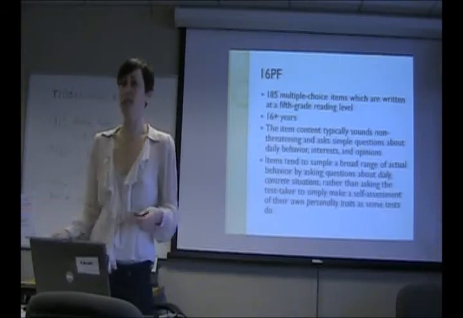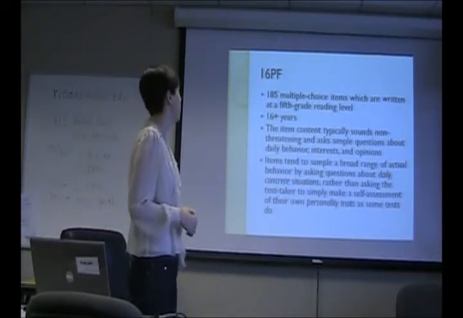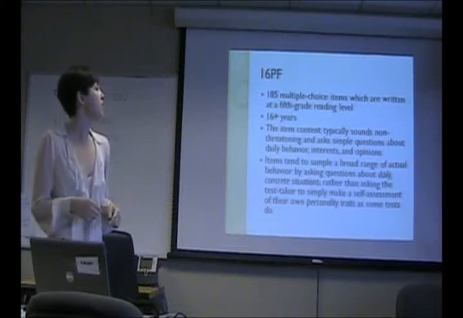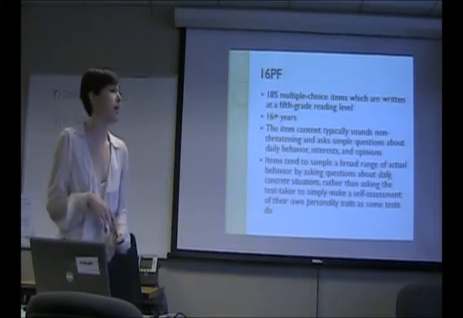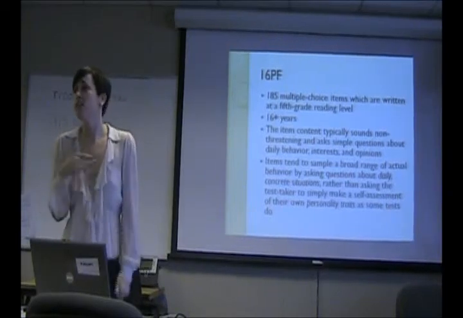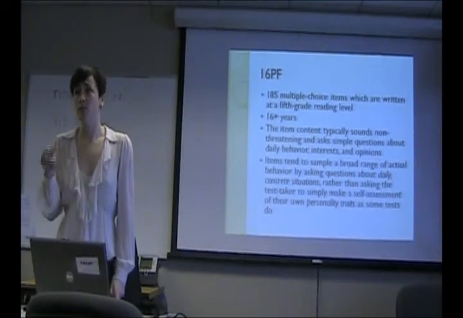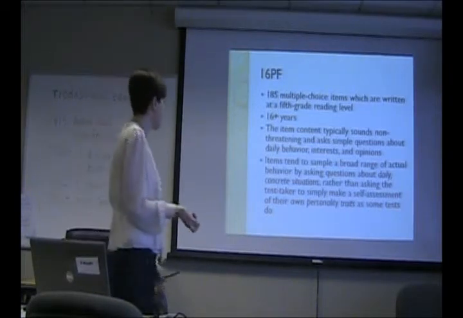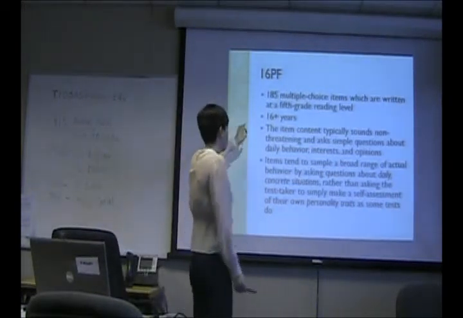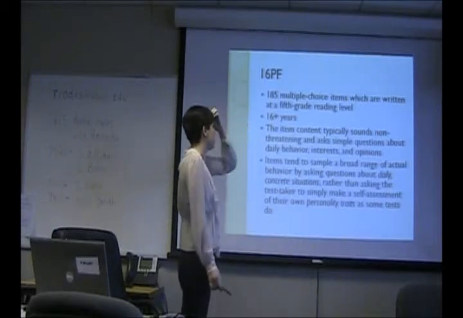So what does the 16 PF look like? It's 185 multiple choice items which are written at a 5th grade reading level. Again, significantly lower reading level than the more clinical measures like the MCMI and the MMPI, right? There are norms for people aged 16 plus years.